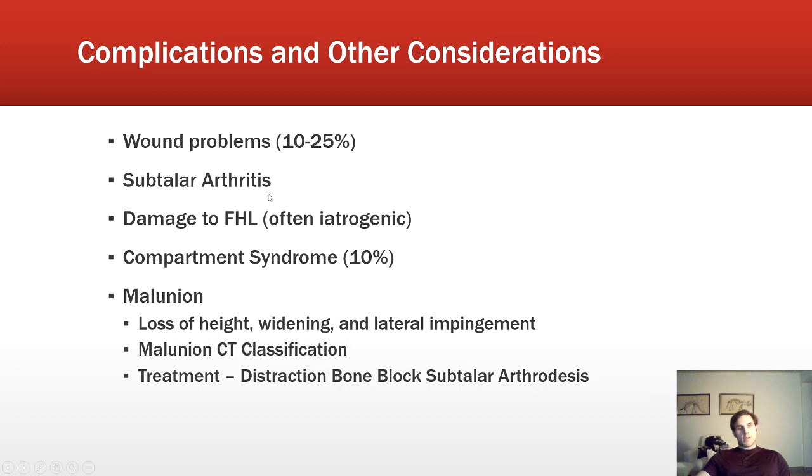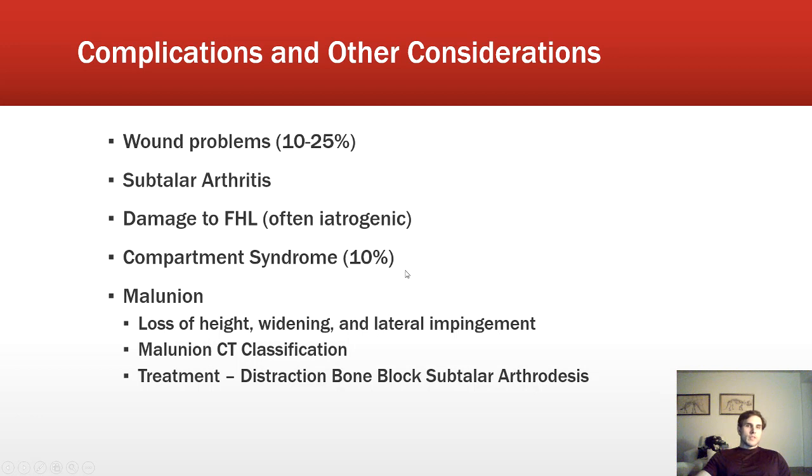Additionally, subtalar arthritis is a big issue, and it's a consideration if you're deciding in really complicated fractures if you want to perform ORIF or if you want to do a subtalar fusion. As I mentioned before, damage to the flexor hallucis longus tendon is common due to its location relative to the posterior facet and the sustentaculum tali, and these can often be iatrogenic as screws are projecting posteromedially through the posterior facet.